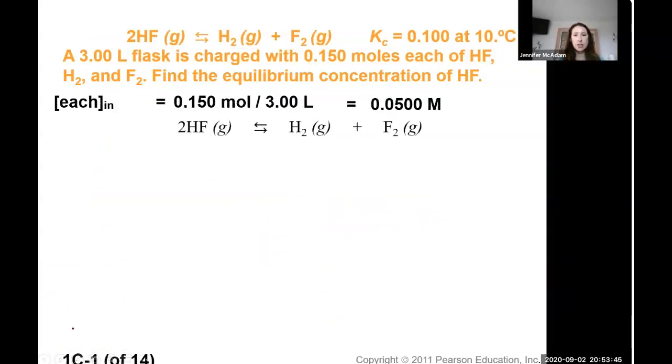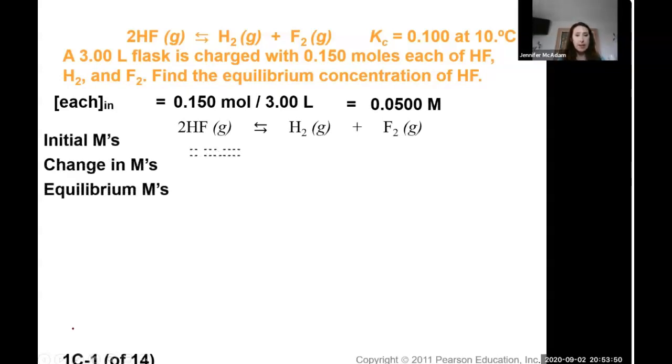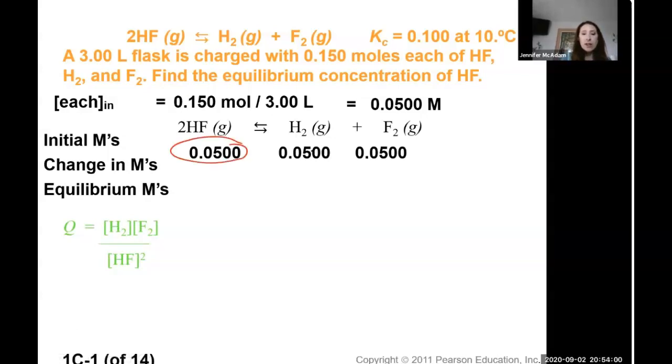So each of our concentrations are 0.05, right? Just like we said. Then we look at our ICE table, 0.05, 0.05, 0.05, but they're giving us all 3. So we have to find Q because we don't know. The reason we have to find Q is because they're giving us all 3 of those. So usually what's been happening on a lot of questions is they just give us 1.